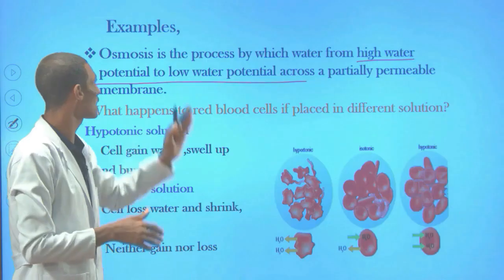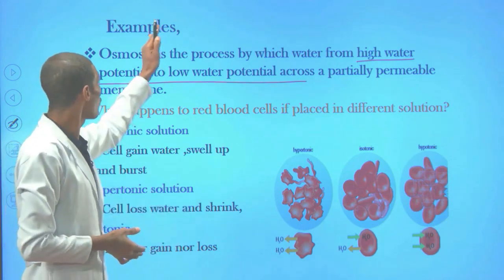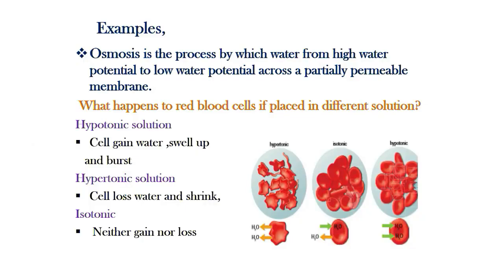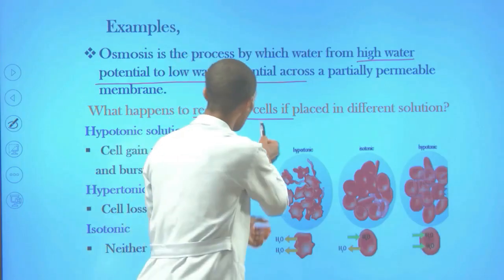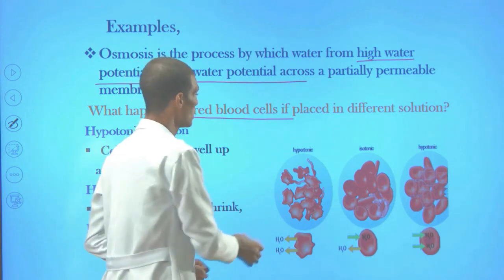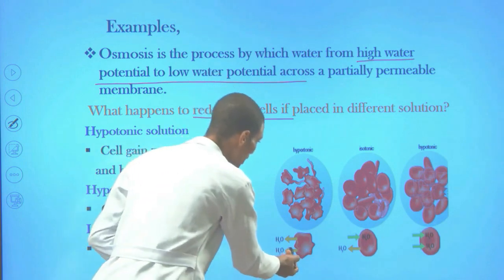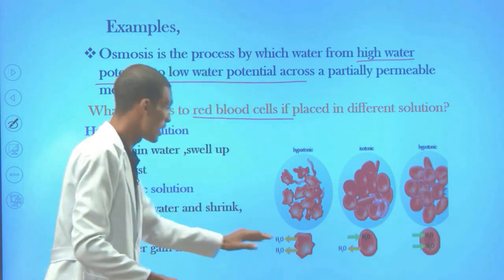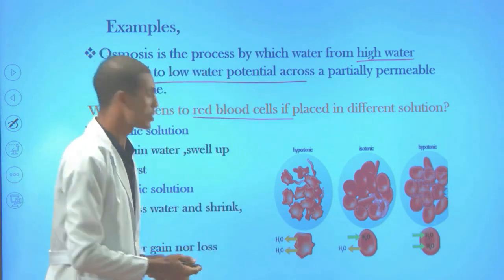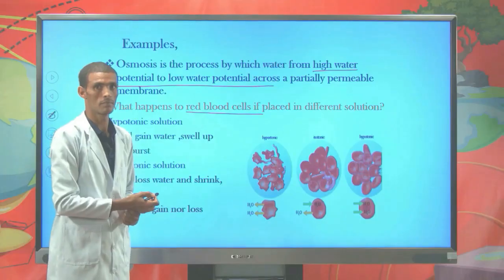It is a special type of diffusion. Let's see the effect of osmosis on plant and animal cells differently. If you place this animal cell, a red blood cell, in a hypertonic solution, the water found in the cell is higher than the water in the environment. So, water prefers to move outside of this cell.